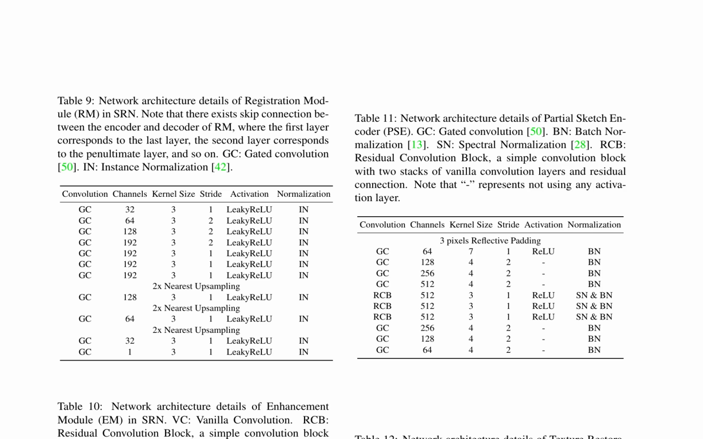The proposed SRN architecture consists of a registration module and an enhancement module, both leveraging gated convolution, instance normalization, and residual convolution blocks. The registration module refines the input sketch, while the enhancement module enhances the registered face image. The partial sketch encoder, PSE, and texture restoration module, TRM, employ diverse normalization techniques and activation functions to preserve sketch details and restore realistic textures. Figure 14 illustrates the refined sketches and their corresponding inpainting results, demonstrating the module's efficacy.